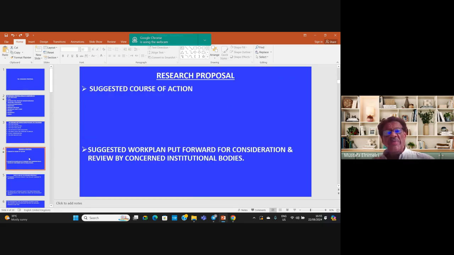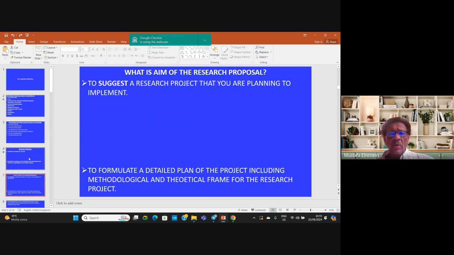The research proposal is divided as a suggested course of action, a suggested work plan that is put forward for consideration and review by the concerned institutional body, whether it is an IRB or Research Ethics Committee, for technical review and for ethical review as well. What is the aim of the research proposal? The aim of the research proposal is to just suggest or to propose a research project that you are planning to implement.